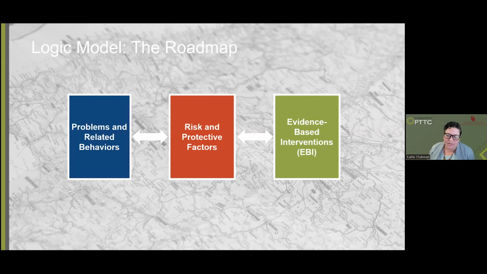Risk and protective factors are sometimes called intervening variables or causal factors. Interventions might be referred to as strategies. Whatever terminology we use, the logic model really increases the likelihood that our prevention efforts are going to be logically connected to the factors that are contributing to the problems in our community. And then that logical connection is why we can reasonably expect that our prevention interventions will make a difference in our community.